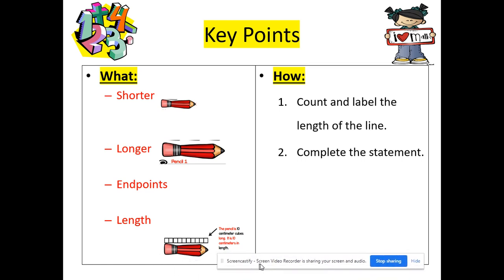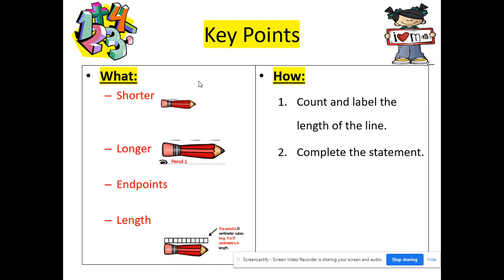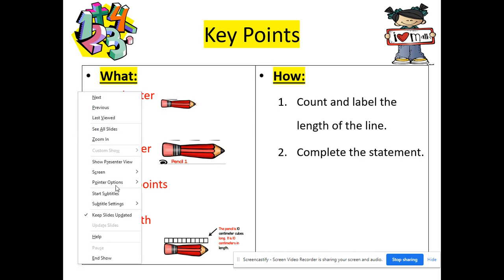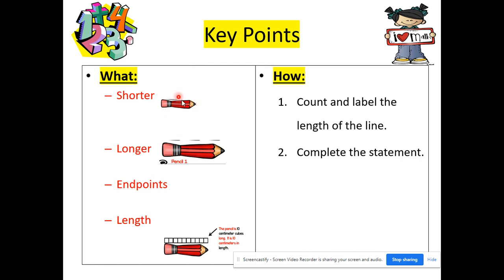Well, we need to know what shorter means and what longer means. And shorter is any object that measures shorter than any other object. Like right here, I have 2 pencils. Let me get my pointer. I have this pencil is shorter than pencil 1. But if you look at it from the other side, pencil 1 is longer than this short pencil.